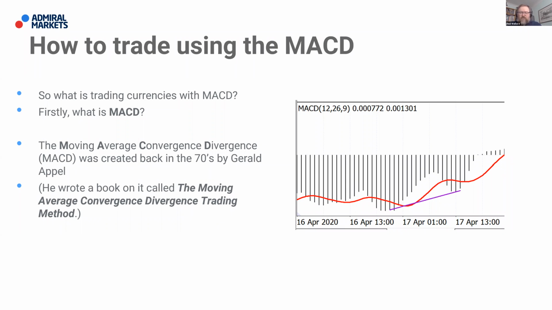It's an indicator created back in the 1970s by a chap called Gerald Appel, and he wrote a book on it, as you can read there, the Moving Average Convergence Divergence trading method, if you wish to read more about this particular indicator. So the indicator has been around for a good time. It's well known. You'll find that most trading platforms will have the MACD indicator available to traders.